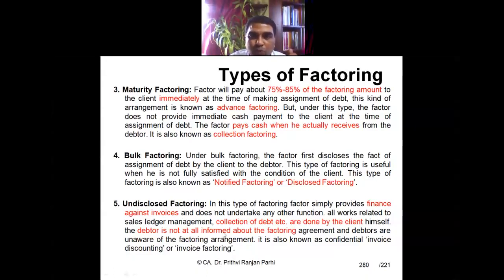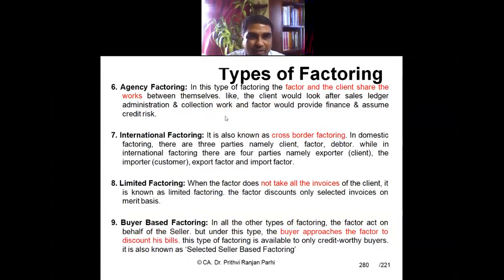But undisclosed factoring means the debtor is not informed. The debtor does not know that this particular debt is factored. Here, what will happen? The seller himself collects. Collection of the debt is done by the client himself. The debtor is not at all informed about the factoring. Factoring is done in a kind of undisclosed manner. That is called undisclosed factoring.